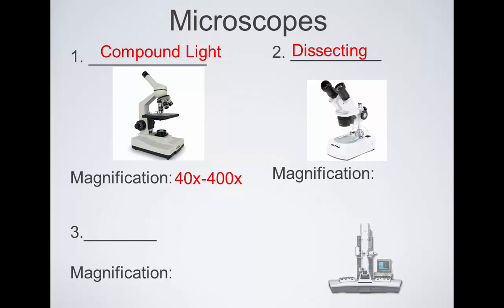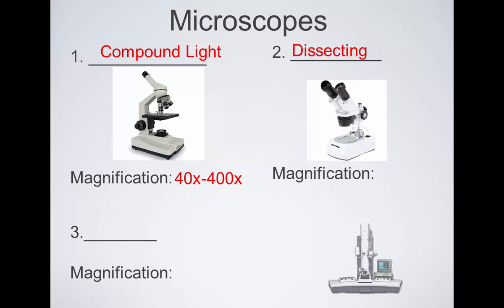One other thing you'll notice is that in the dissecting microscope, the light comes from a different place. So on our compound microscope, you can see there's a light source down here. This light shines through the stage, through a little piece of glass.